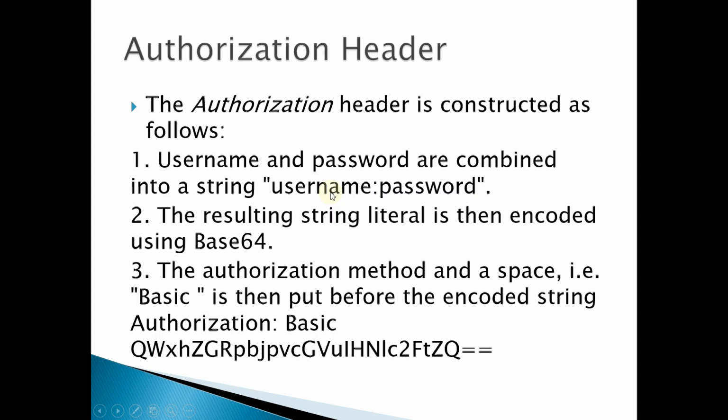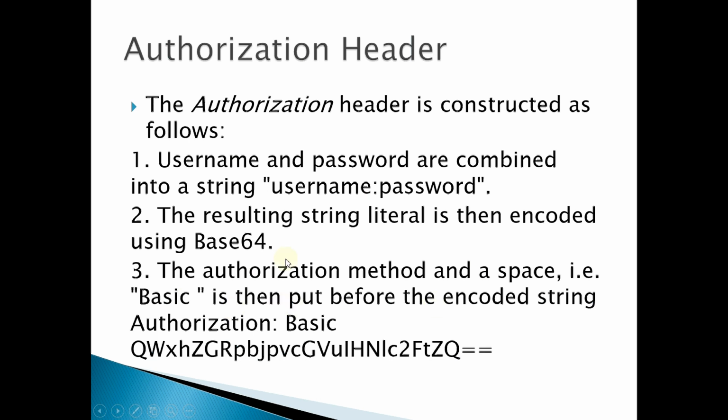This is the default authorization header. The authorization header is constructed as follows. Username and password are combined into a string, username colon password. The resulting string literal is then encoded using base 64. The authorization method and a space, that is Basic, is then put before the encoded string.